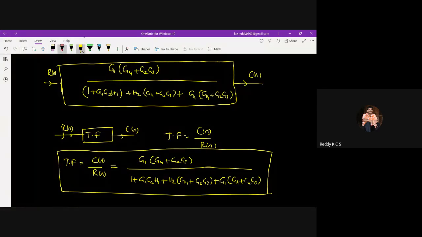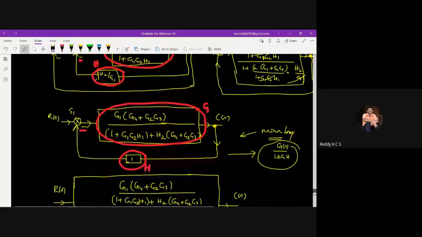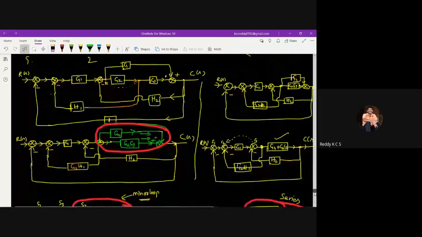So that is what you need to know. If you look, this is the transfer function of the given block diagram. This is very, very important. This is how we can reduce a complicated block diagram into a simple block diagram. We have used different rules here.